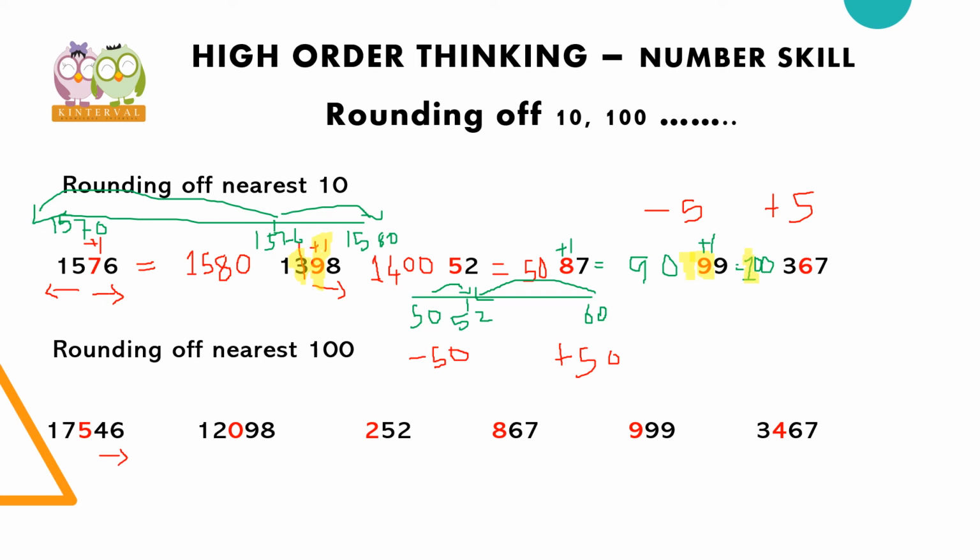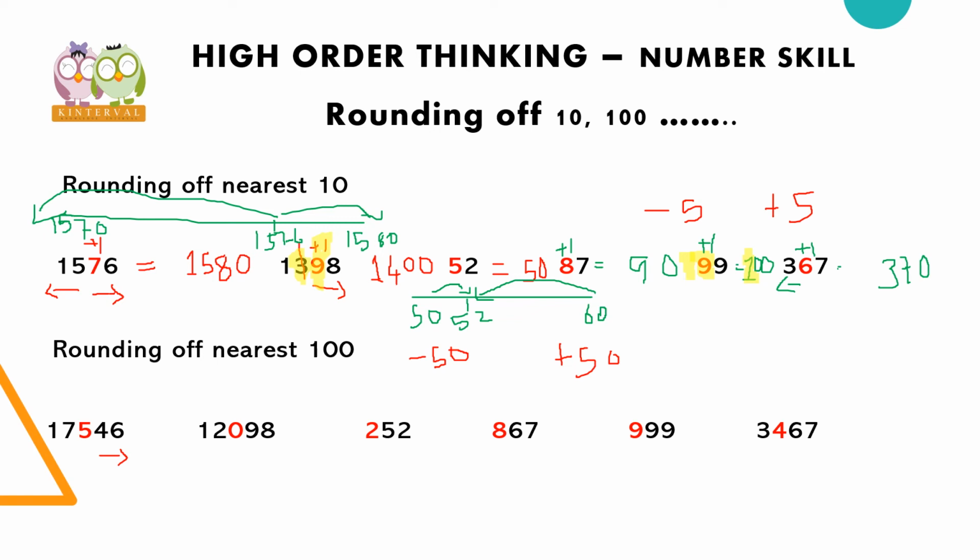Now the last one over here is 367. Make the ones place 0. Since the ones place is holding 7, which is more than 5, we are going to add 1 to the tens. 6 plus 1 is 7, and the 3 goes as it is. The left hand side numbers will not get affected over here. I hope this concept is clear.